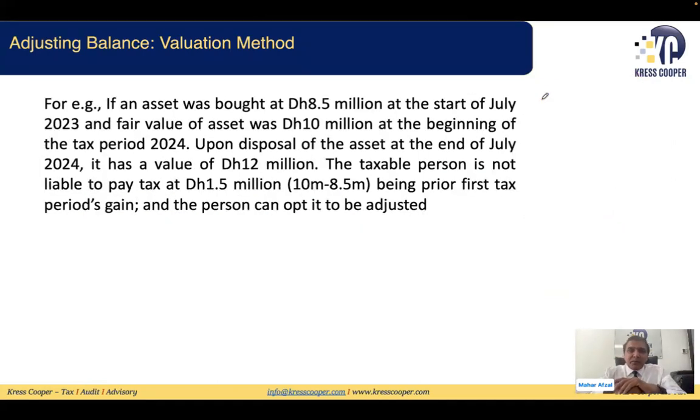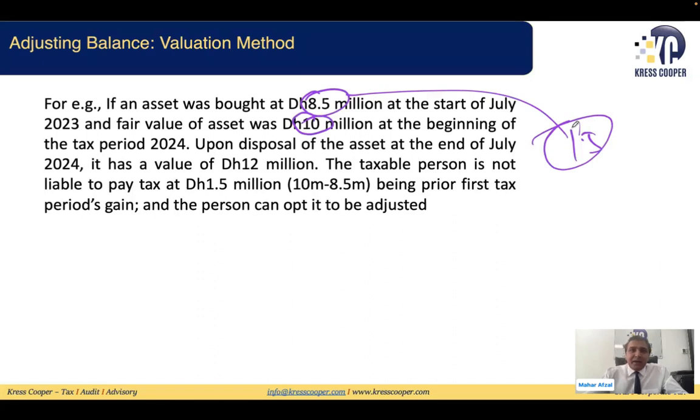If an asset was bought at 8.5 million at the start of July 2023, the fair value of the asset was 10 million at the beginning of the tax period. So when the tax period started, the fair value of the asset was how much? Fair value of the asset was 10 million. Asset was bought at 8.5 million. So how much is the gain? Gain is 1.5 million. Cost is 8.5. Market value at the start of the first tax period is 10 million. 10 million less 8.5 million, 1.5 million.